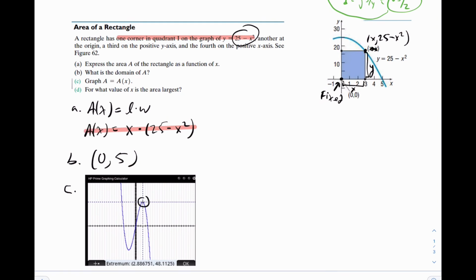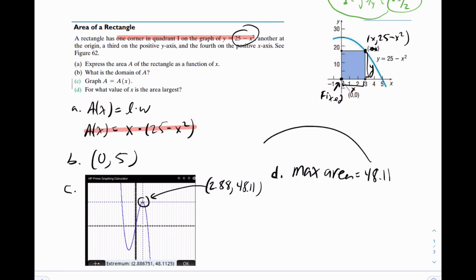So right there I can see that's (2.88, 48.11). So for D, what we're going to put is the largest area, or the max area. That's equal to 48.11. That's your y value. And it's the important part. You're going to write it occurs at x equals 2. Actually around that 8.9. Let's fix that. 2.89. And that's it.